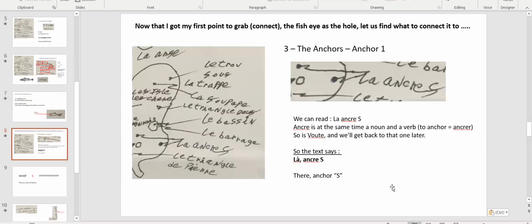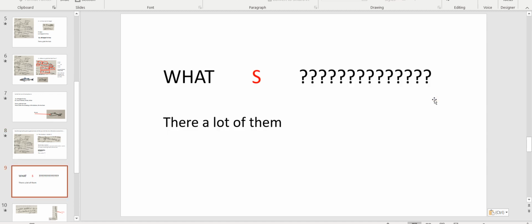I'm like, okay, let's carry on. What should I connect that bar to? So I got my first point, the fish eye hole, and then I connect to what? And I keep on reading. After "le bar," we got "la ancre." And "ancre," just like in English, the word for an anchor is also the verb to anchor. Same in French. So it was saying there, "là," do the anchorage, anchor something. Anchor S. "Là, encre S." There. Anchor S. Okay, sounds okay, but what S? I've got like thousands of S on this map. Which S? And then something incredible happened.